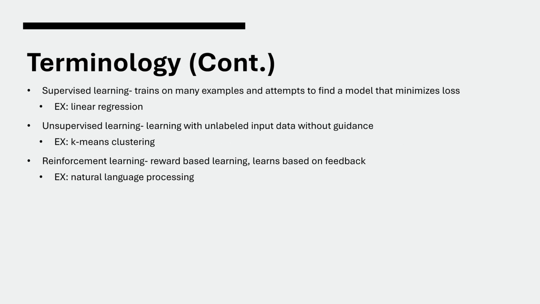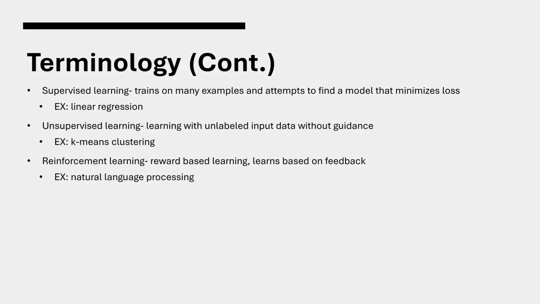I touched on these terms a bit earlier. Supervised learning trains on many examples and attempts to find a model that minimizes loss. It does this by using labeled data to train the model and direct feedback to make more optimized future predictions. An example of this is a linear regression model, which we'll be making inside an upcoming exercise. It will determine how the input predictor variables affect the output response variables. You'll see what I mean more when we get into the exercise.